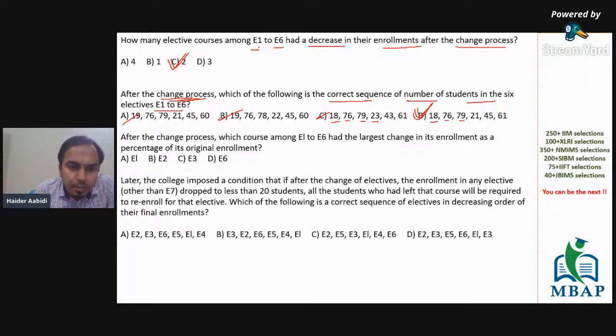After the change process, which among E1 to E6 had the largest change in its enrollment as a percentage of its original enrollment? Original enrollment means the previous. So it is again a typical question, just asking you a simple percentage change. They're giving you E1, E2, E3, E4, sorry, E6. When it's a percentage change, I should not be calculating actual percentage change numbers here. Rather, we should be looking at the absolute difference. That will also help you get the numbers. So what is happening, let us check: E1, E2, E3, E6.